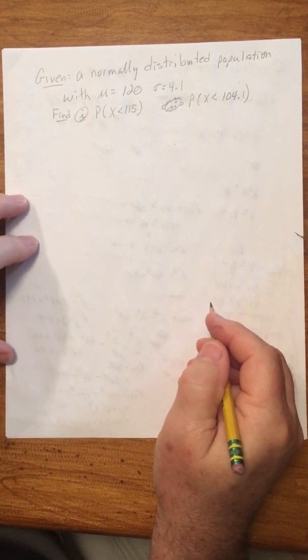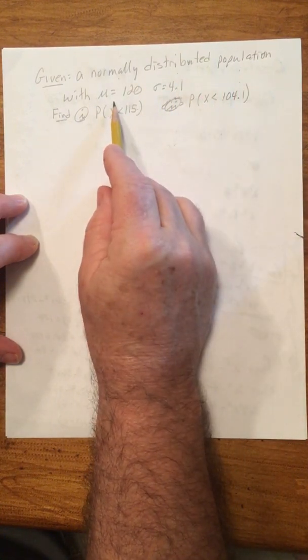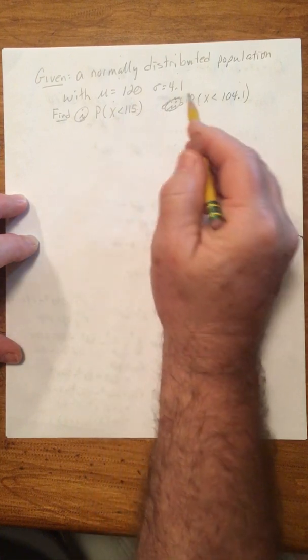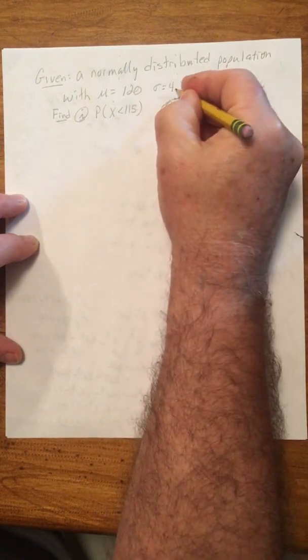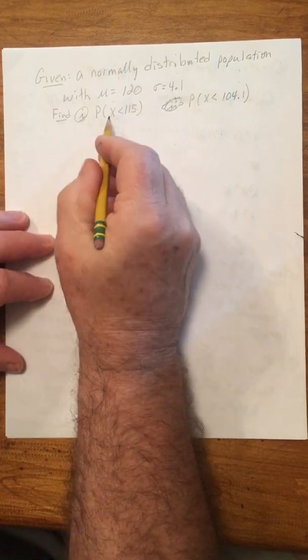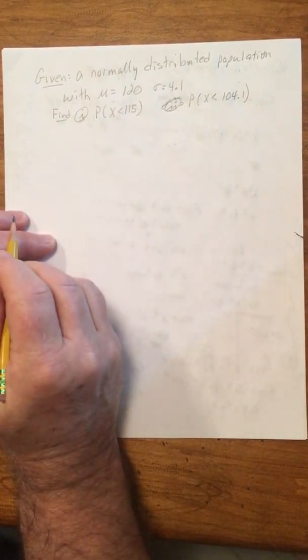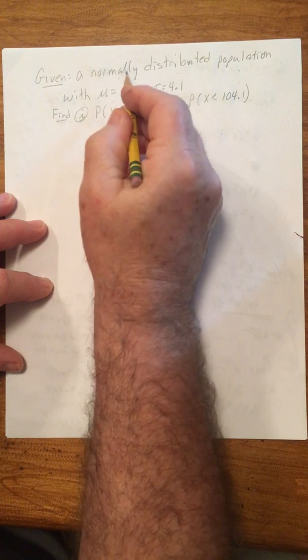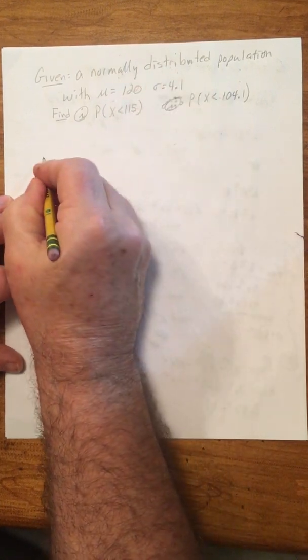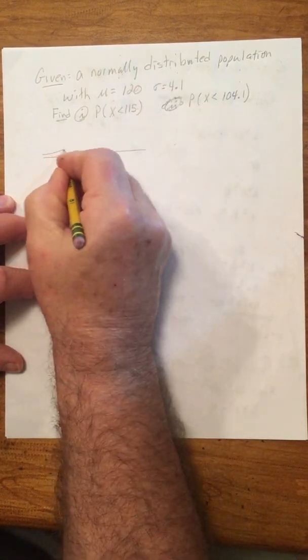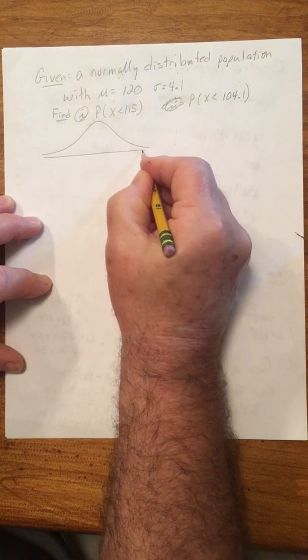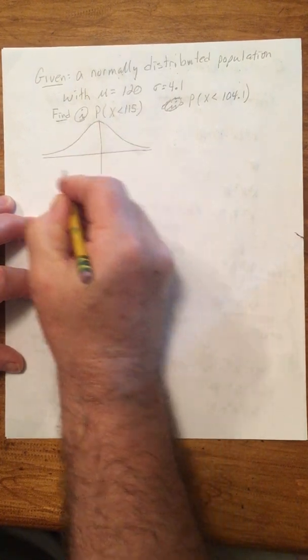All right, now suppose we're given a normally distributed population, and we're given that mu, the mean of the population, is 120, and the standard deviation is 4.1. And we're asked to find the probability that x is less than 115. So we're working with a normally distributed population. So there's our normal curve.